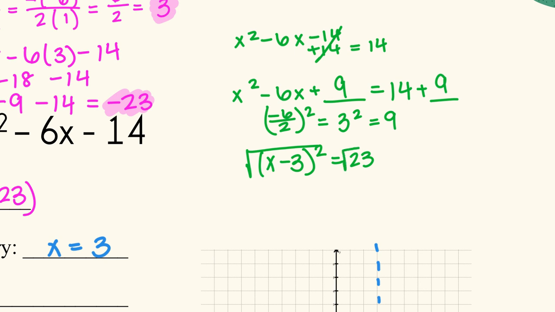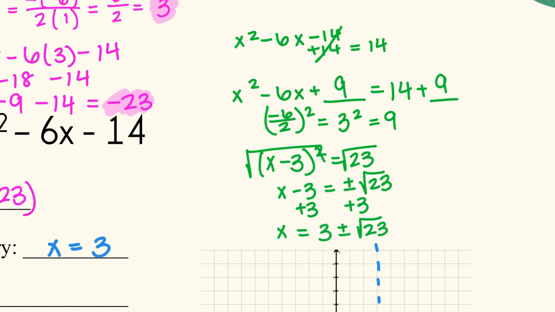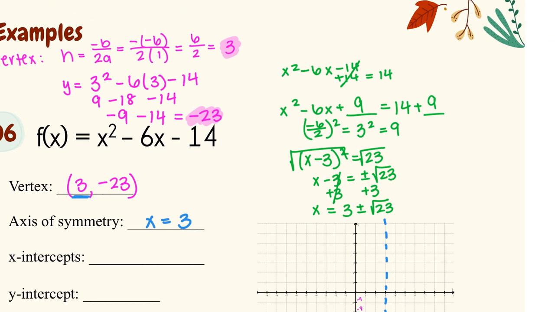Square rooting, x minus 3 equals plus or minus square root 23. Add 3 to both sides. x equals 3 plus or minus square root 23. And again, I can't graph that. I could if I had a calculator and gave me that decimal, but this is going to be my answer for my x-intercept: 3 plus or minus square root 23, comma 0.